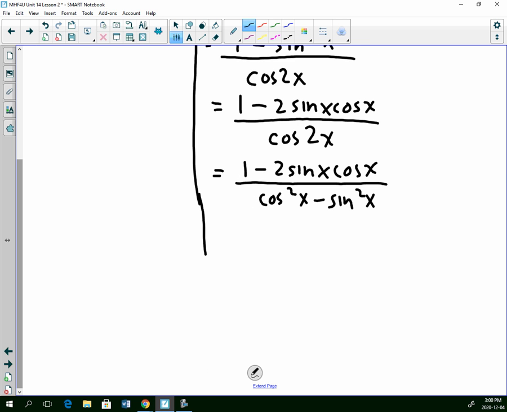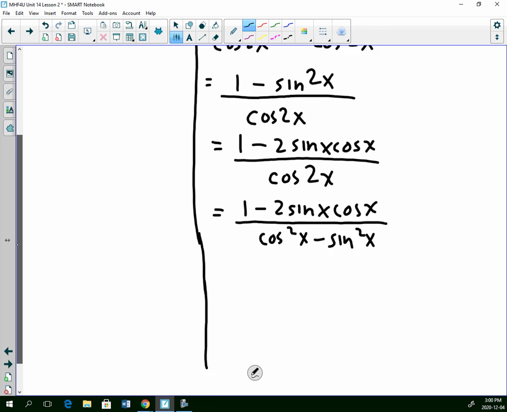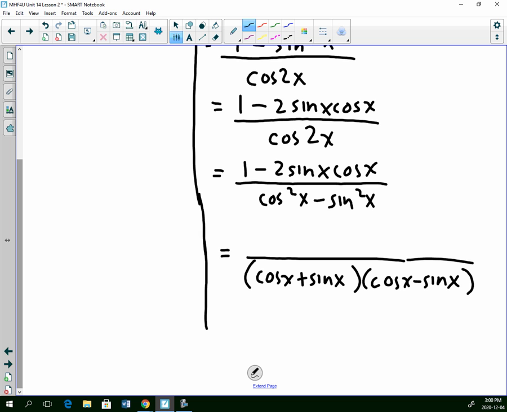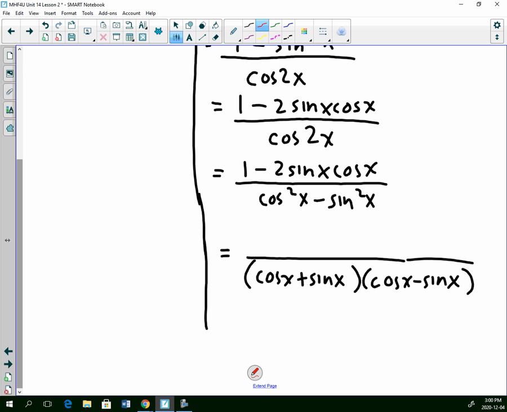And I know I can factor this because I'm trying to get cosine x plus sine x in the denominator. So I know this is a difference of squares. So I'm going to factor it. So that means I want to get rid of the cos x minus sine x, because if I look at the denominator on the other side, it doesn't have that. It only has this one, right? So I want to get rid of this one. So what can I do in the numerator?